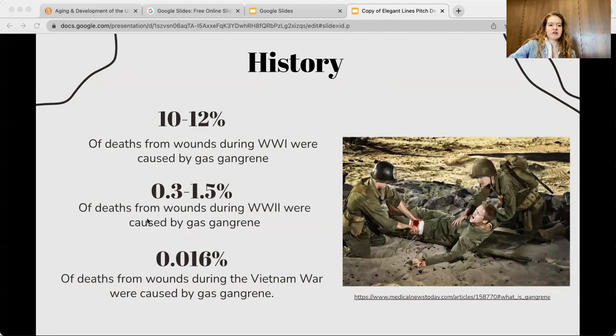Gas gangrene was really important historically during World War I and World War II. In World War I, about 10 to 12% of deaths from wounds were caused by gas gangrene. In World War II, about 0.3 to 12.5% of wound-related deaths were caused by gas gangrene. We can see that this number dropped during the Vietnam War, due to increased awareness of the disease, new antibiotics, and improved monitoring.